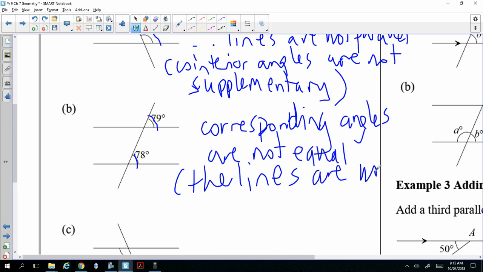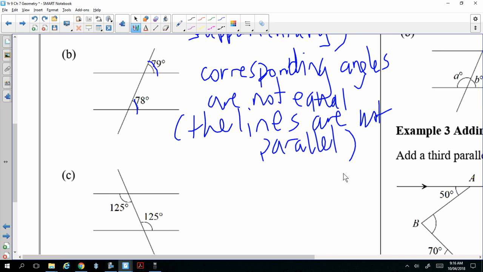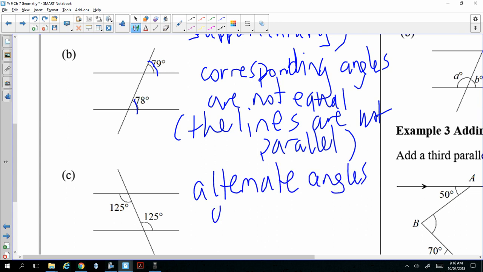Okay, let's move on to the next bit. How about this one? What's the reason they are? Yes, alternate angles are equal. And you say, therefore, lines are parallel.